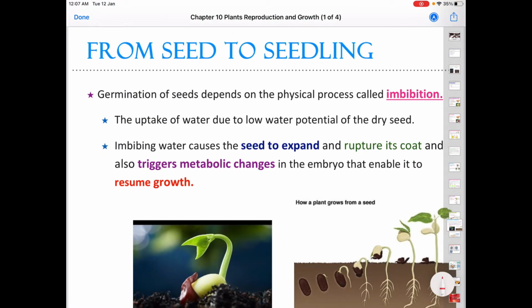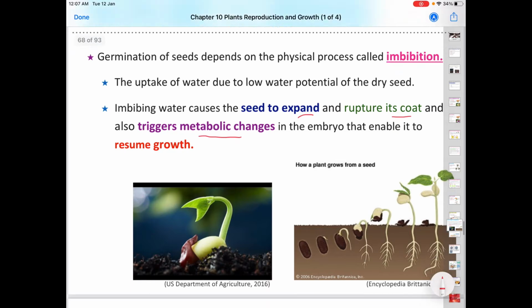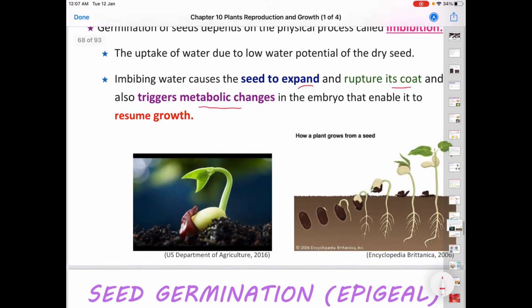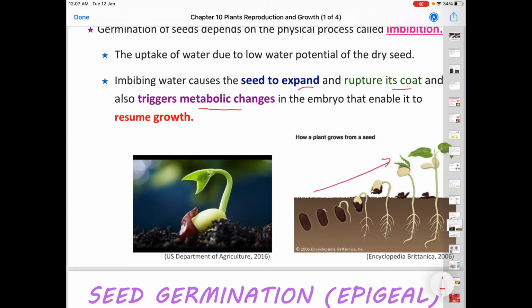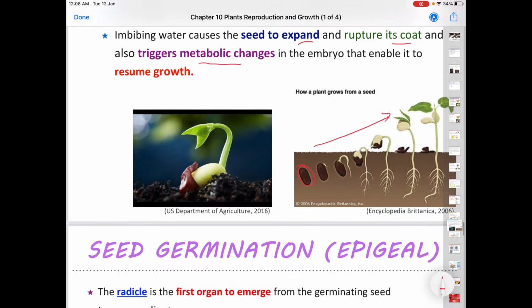From seed to seedling, germination of a seed depends on the physical process called imbibition. Imbibition is the uptake of water due to the low water potential of the dry seed. Imbibing water causes the seed to expand and rupture its coats and triggers metabolic changes in the embryo that enable it to resume its growth. Once the seed coat is ruptured, they can start to grow. So this is the process of seedling, from a seed that starts to germinate.